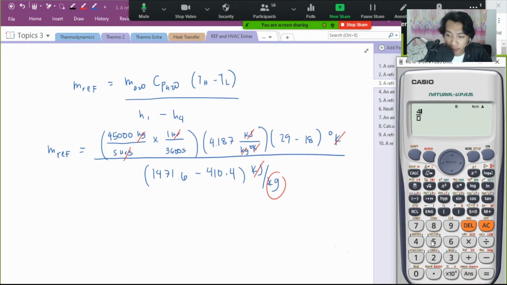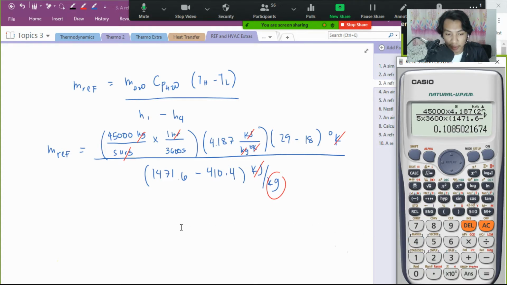That is 45,000 times 4.187 times 29 minus 18. Okay? Multiply natin ng 5 times 3,600 times 1471.6 minus 410.4. Mas maganda ganyan kayo mag-solve. I-simplify nyo muna para ma-solve nyo agad.